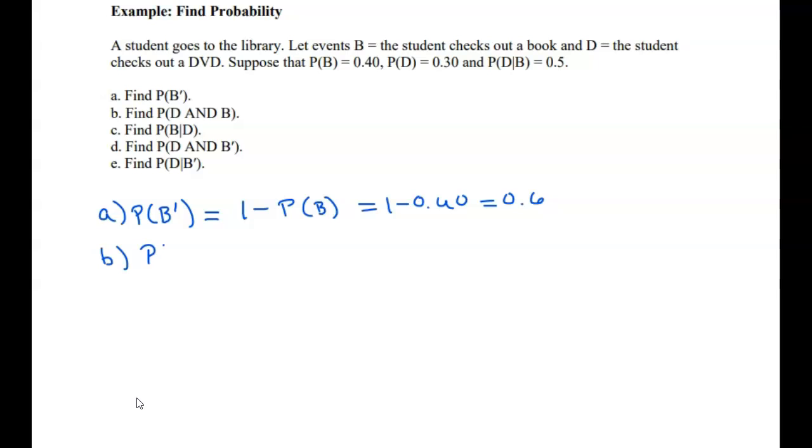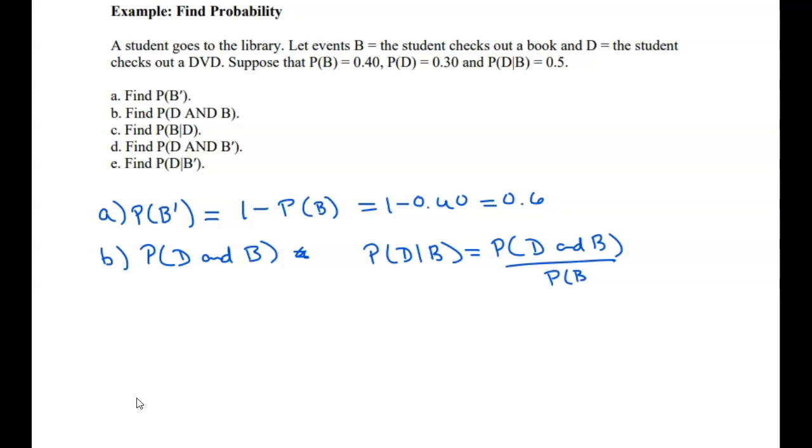Part B, P of D and B is equal to, let's do P of D given B is equal to P of D and B divided by P of B. So P of D and B is equal to P of D given B times P of B. So this is 0.5 and this is 0.4, so it's going to be 0.2.